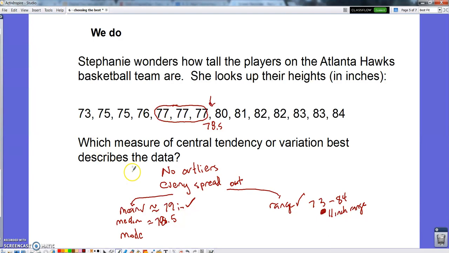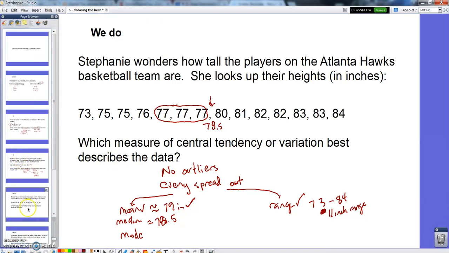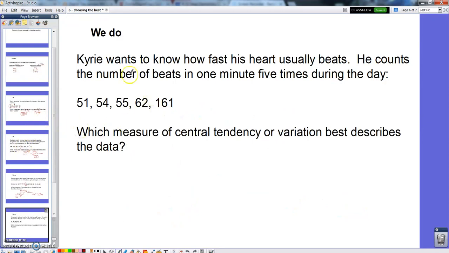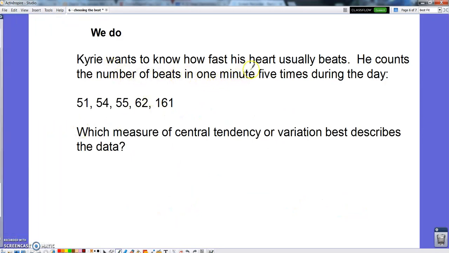Okay? You can pause and finish that up, and I'm going to move on to one more that does have an outlier so that you can have that in your notes as well. All right. So Kyrie wants to know how fast his heart usually beats. He counts the number of beats in 1 minute 5 different times during the day, and here they are. Which measure of central tendency best describes the data?